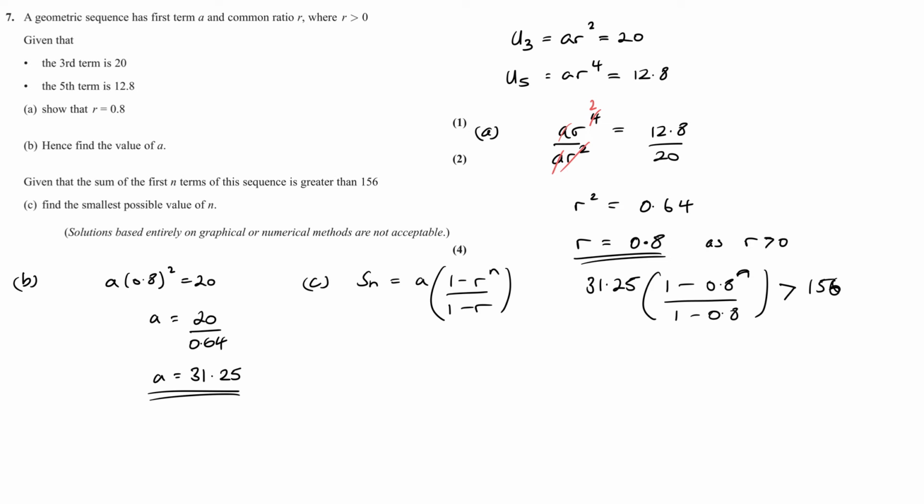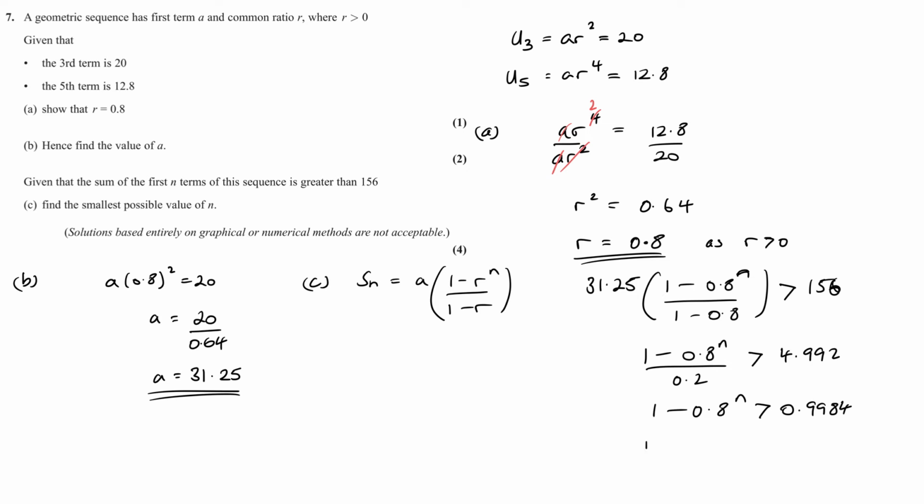So first I'm just going to divide by 31.25. So I've got 1 minus 0.8 to the power n over 0.2, isn't it? 1 minus 0.8. And then 156 divided by 31.25 is 4.992. Then I want to multiply by the 0.2. So you get 1 minus 0.8 to the power n is greater than 0.9984.